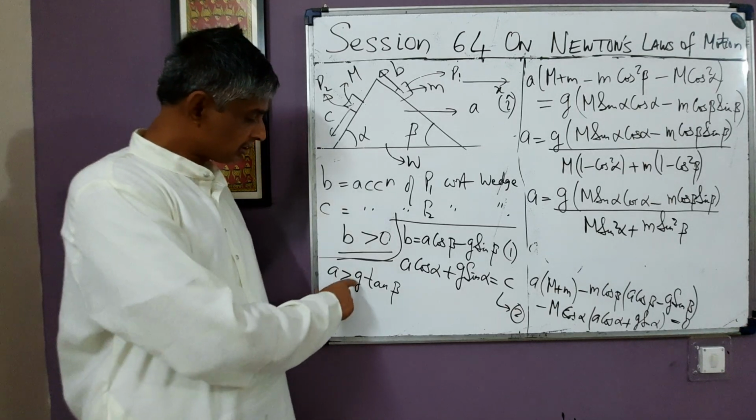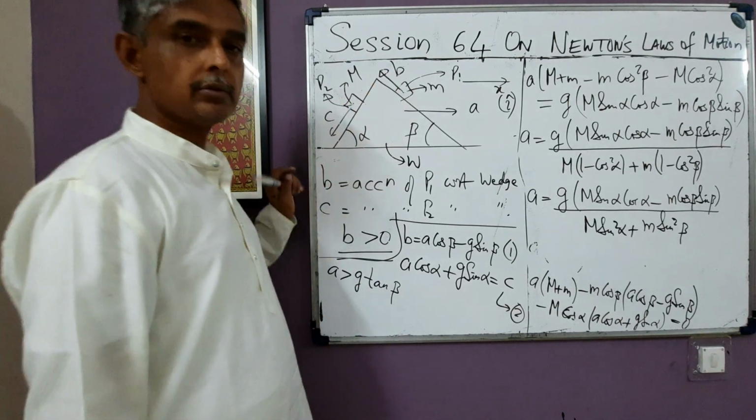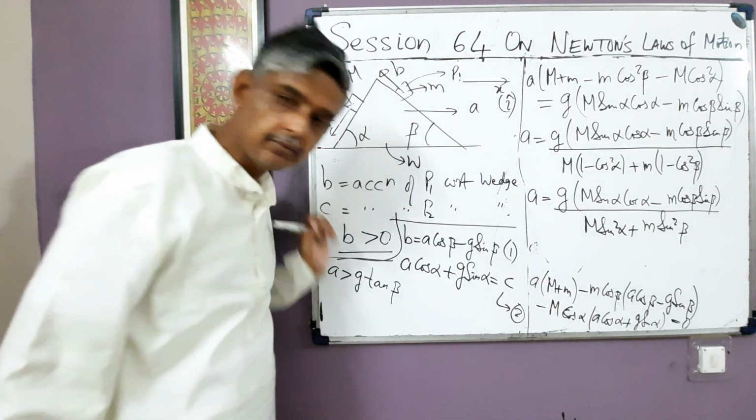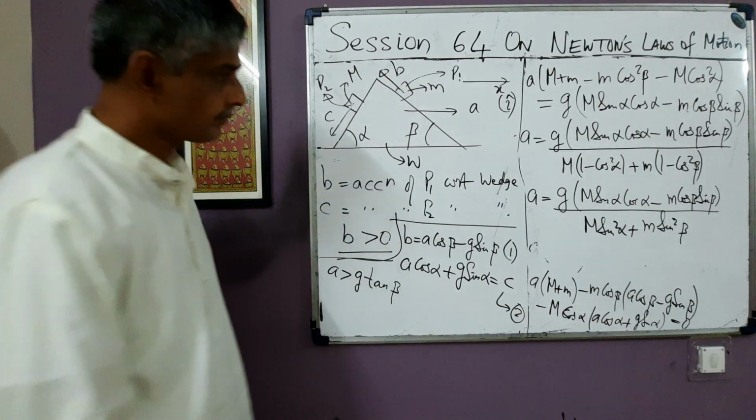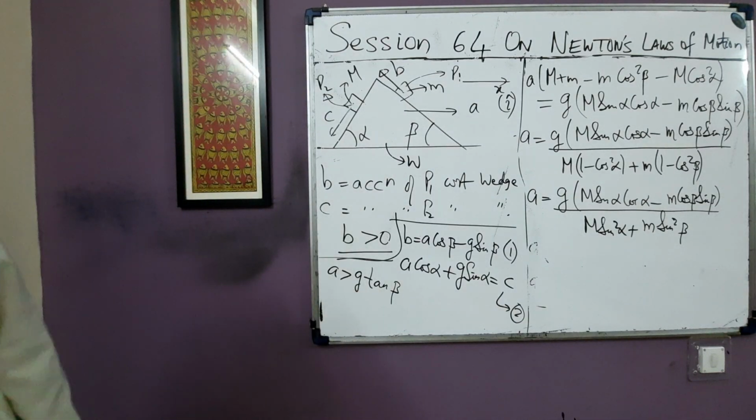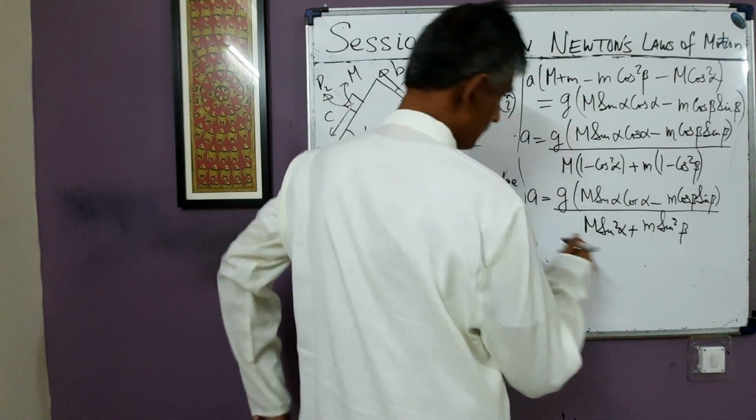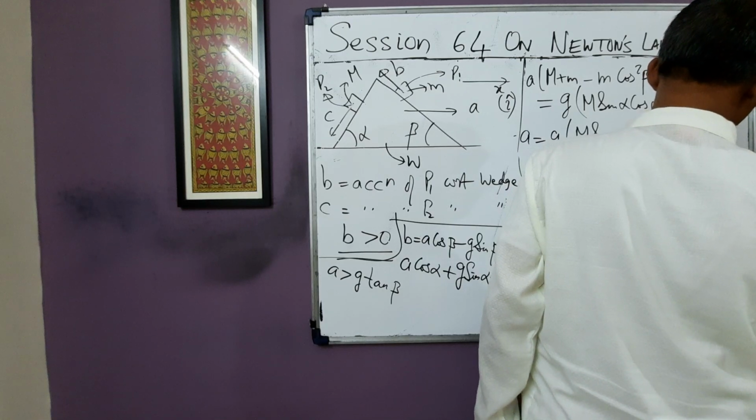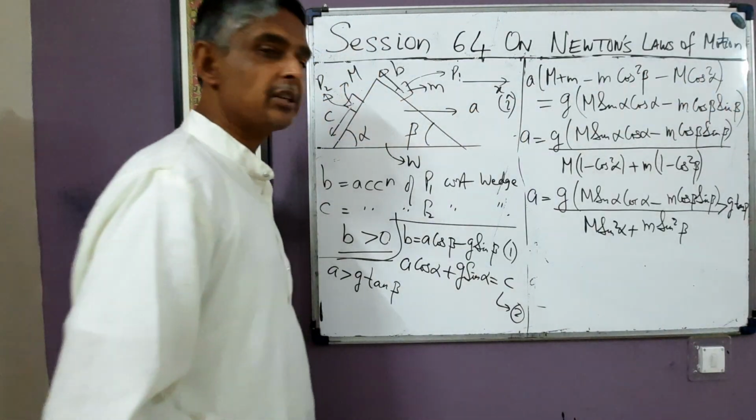Now a should be more than g tan beta, so that b has to be positive, so that the particle of mass small m begins to rise up the wedge incline. Fine. So now a should be more than g tan beta. A we already found out. This should be more than g tan beta, or tan beta can be written as sin beta by cos beta.